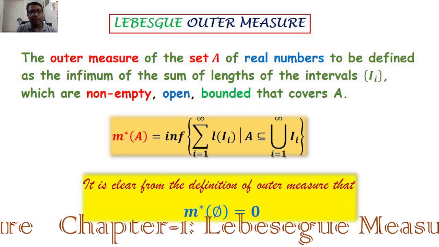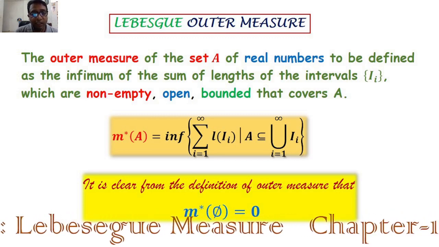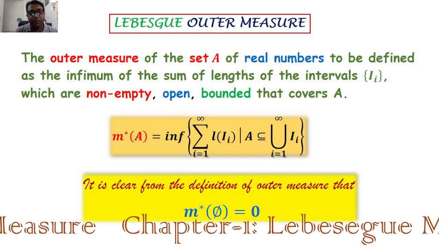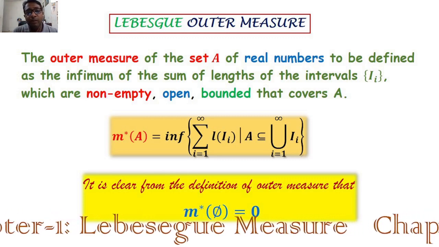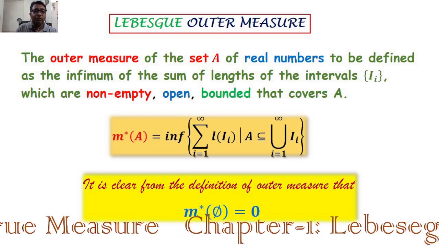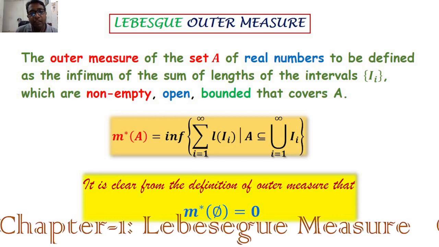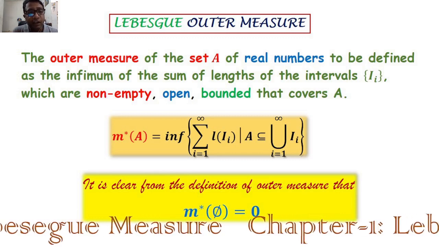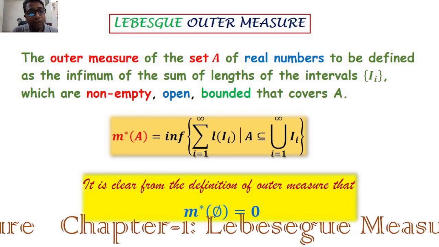And suppose 30 is the minimum number, because if we decrease a single newspaper from 30, then some portion of the room will remain uncovered, so that will be a problem. So 30 is the minimum number, and obviously you will prefer student number 3 who has used the least number of newspapers. So similarly we have here the outer measure definition, the infimum, that means we have to take the greatest lower bound. Here we are not writing minimum because the collection may be infinite, the intervals may be infinite in number. So if we are taking infinitely many, then we can't find the minimum.